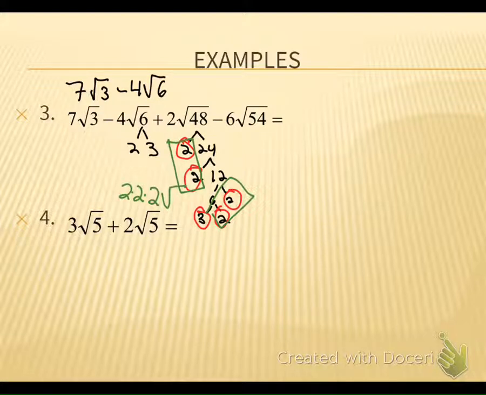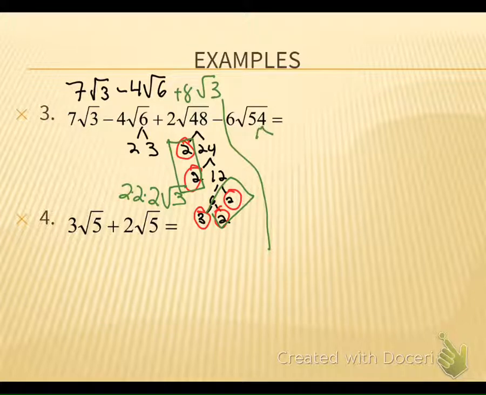Square root of what didn't have a buddy? 3. So our 2's, one stayed from the beginning. And then we had one pair of 2's, one pair of 2's, and the thing that didn't have a buddy. So 2 times 2 times 2 is? So we have plus 8 square root of 3. Okay, we also have 6 times square root of 54.